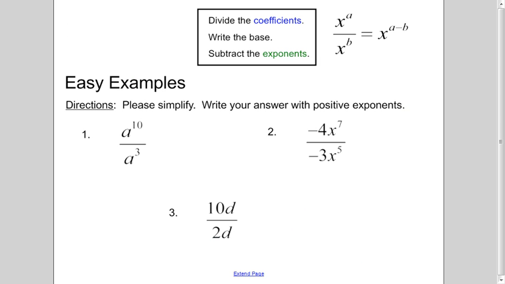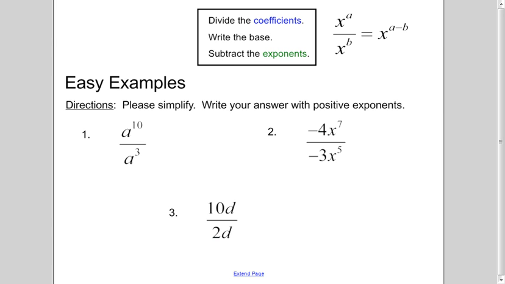Okay, so here we are with some easy examples. You notice here my property is written again, and I've got a guide box here, a mind map, telling us to divide the coefficients, write the base, and subtract the exponents. And you'll see I'll do that no matter how the difficulty level of these problems increases.